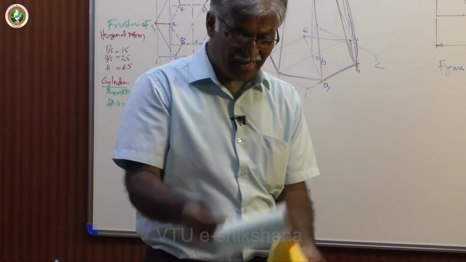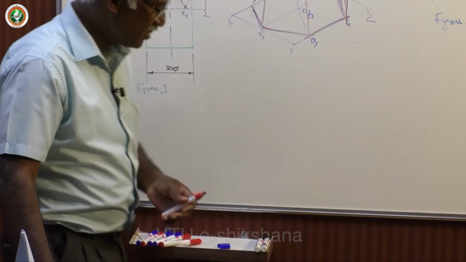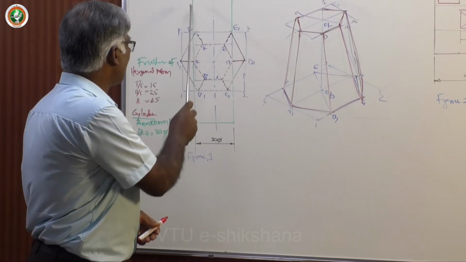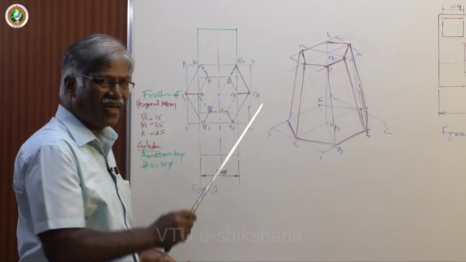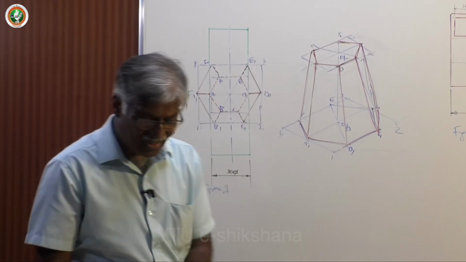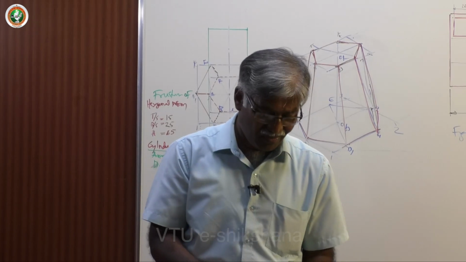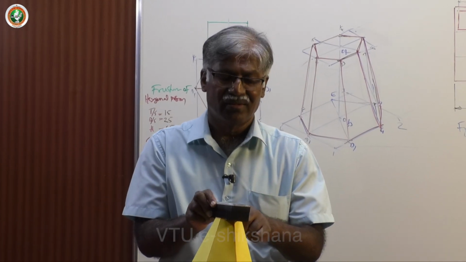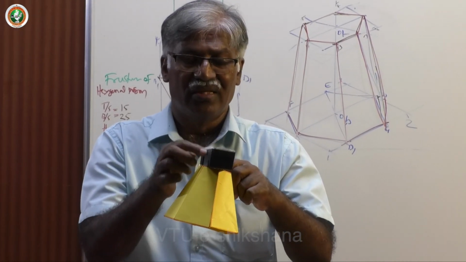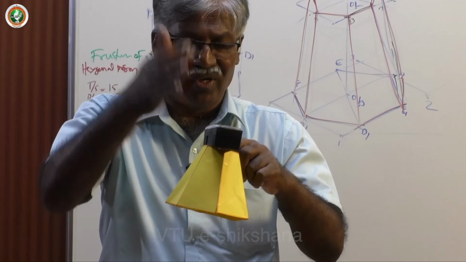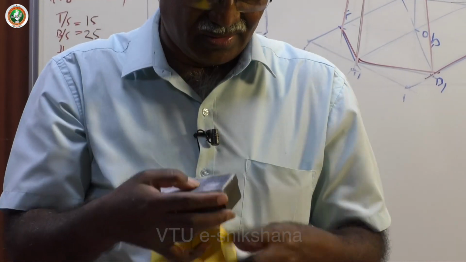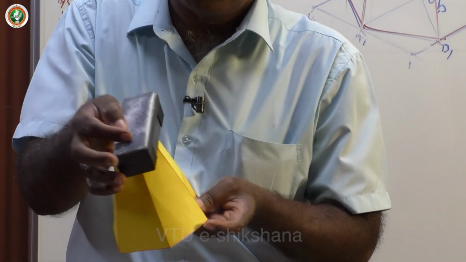Please observe that the corners of this are exactly coinciding with the end generators in the top view. That means you have to enclose it in a box, a square prism. The square prism is like this. So these lines, these surfaces are going to exactly coincide with the corners.